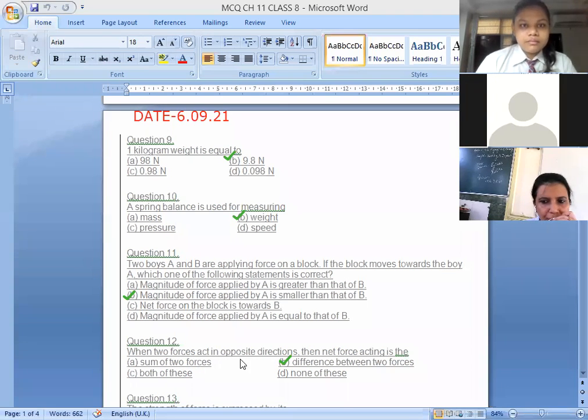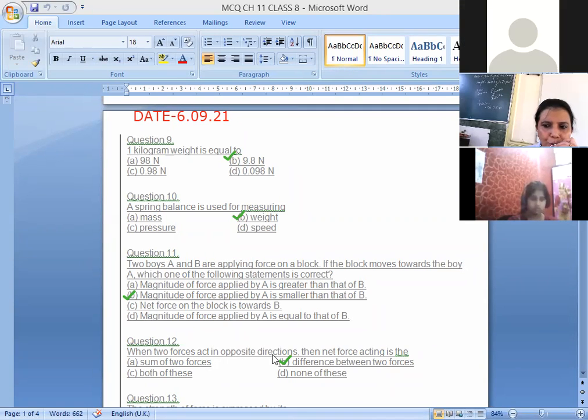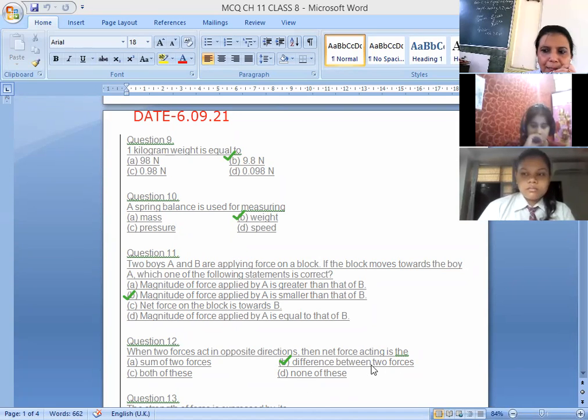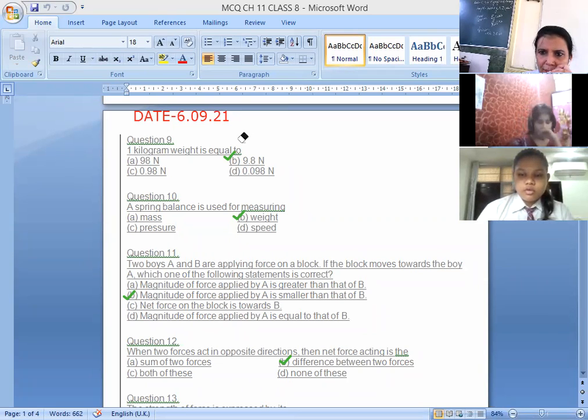Yes. So this type of question may also be there, that when two forces act in the opposite direction or in the same direction. If they are acting in the opposite direction, then it will be the difference between the two forces, and if it is in the same direction, that will be the sum of two forces. So I hope this concept is clear to you.